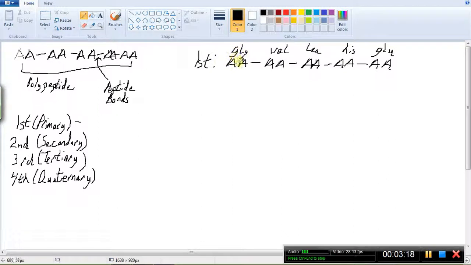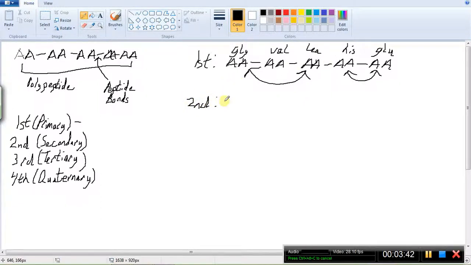We'd say the primary structure of this protein is this order of amino acids: glycine, valine, leucine, histidine, and glutamate. And if I switched one of these, like if I switched these two, and then maybe switched these two, then it would be a different primary structure because there would be a different order of amino acids. So that's the primary structure.